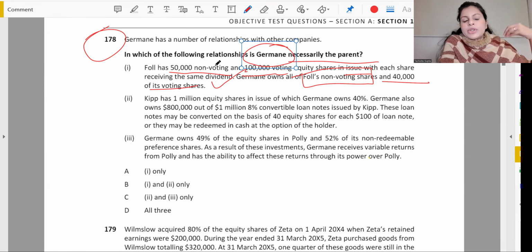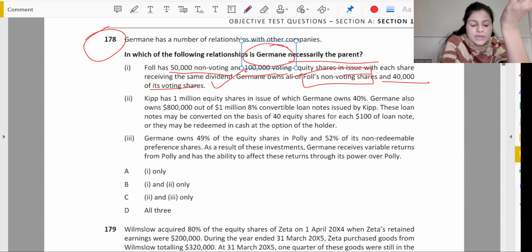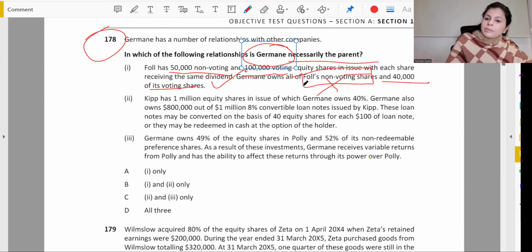What matters when you're deciding which company is having the control? The number of shares matter or the voting rights matter? What does matter to you? Number of shares or voting right? Come on, someone break the tie. Voting right matters because voting right is going to tell you how much power you exert. So here we have non-voting shares, so they don't play any role in deciding whether we have control or not. Out of 1 lakh, having 40,000 means 40% voting right.